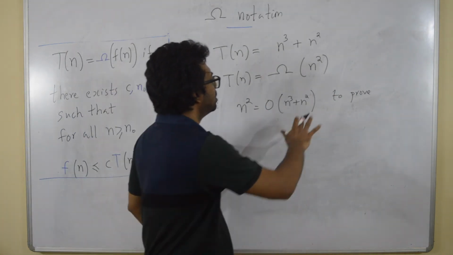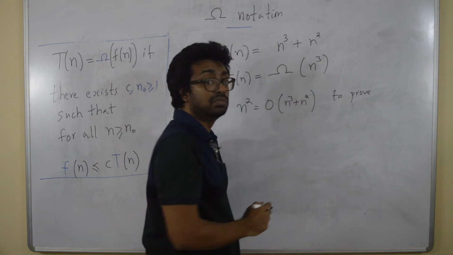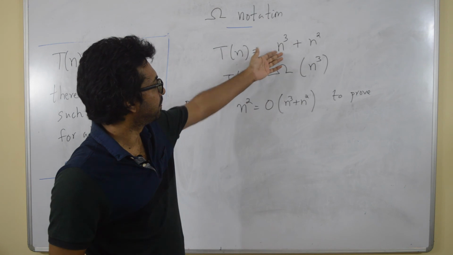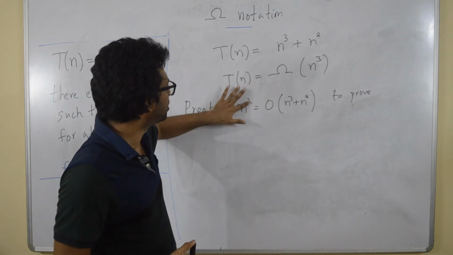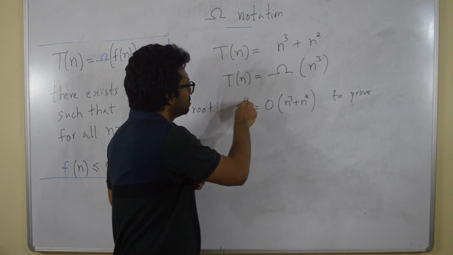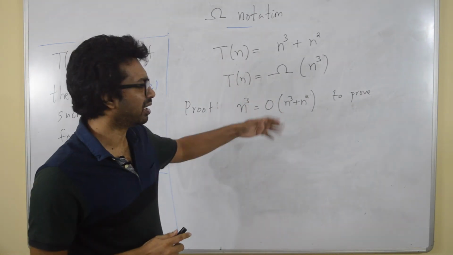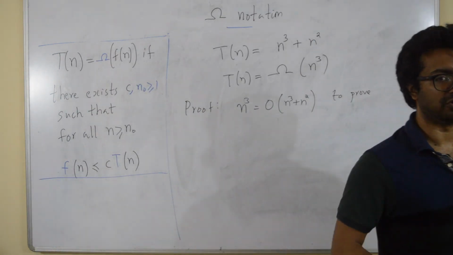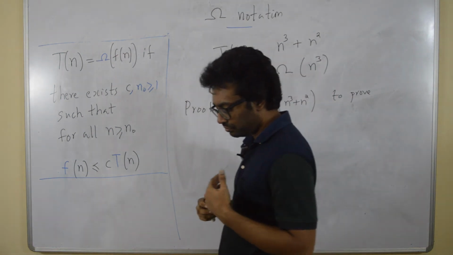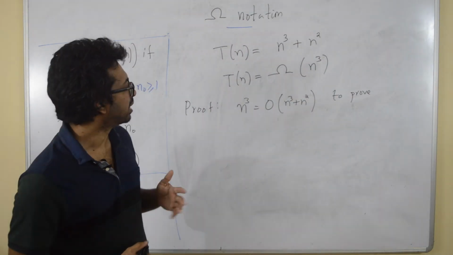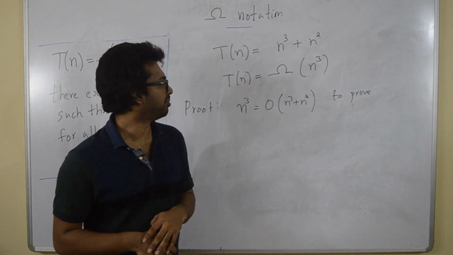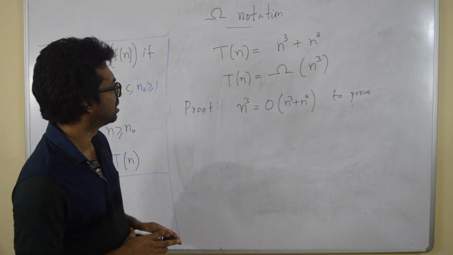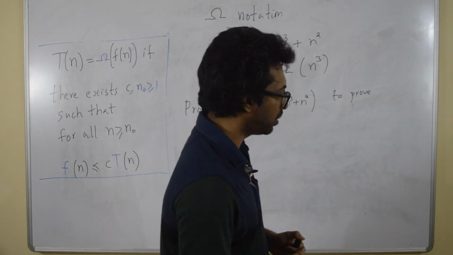What about this? This is also true, right? This is also true because we have to prove that n cube is equal to big O of n cube plus n square, and this is also true because the right side is equal to O of n cube, and therefore n cube is equal to O of n cube is also true. Okay, so both these things are true. Right. So you can see what is happening, and let me have something else.